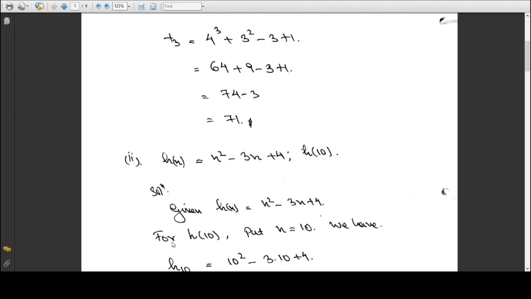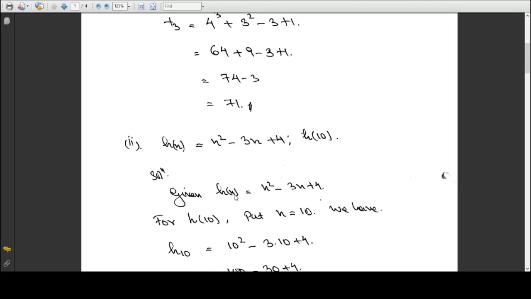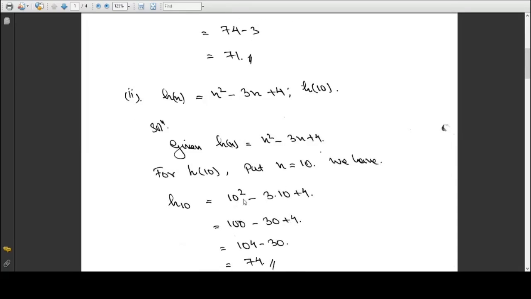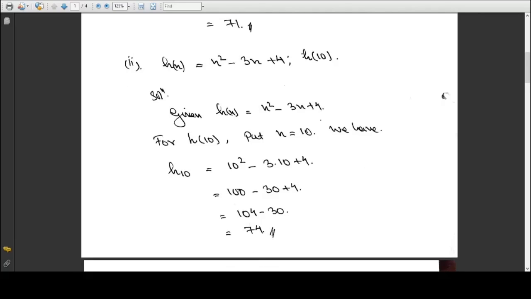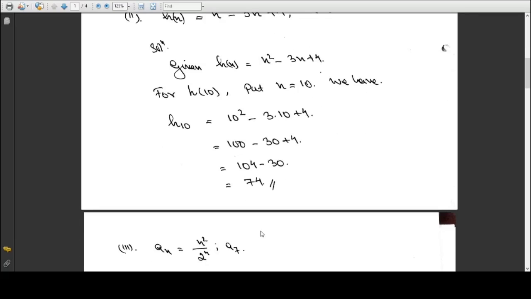Now for h10, we'll just have to put n equal to 10. Putting n equal to 10, n square will be 10 square minus 3 multiply 10 plus 4. 10 square is how much? 100. 3 multiply 10, 30, plus 4. Then 100 plus 4 minus 30 will give us 74. The 10th term of this sequence is 74.